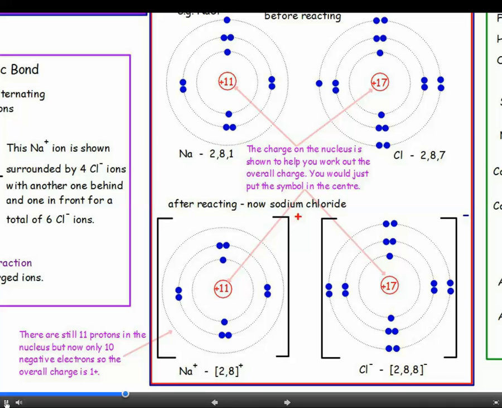Magnesium oxide is formed in a similar way, except that magnesium is in group 2, and so it loses 2 electrons to get the electronic structure of a noble gas and forms the Mg2+ ion. Oxygen, which is in group 6, gains 2 electrons which complete its outer shell to form the O2- ion. And then the ions bond together.